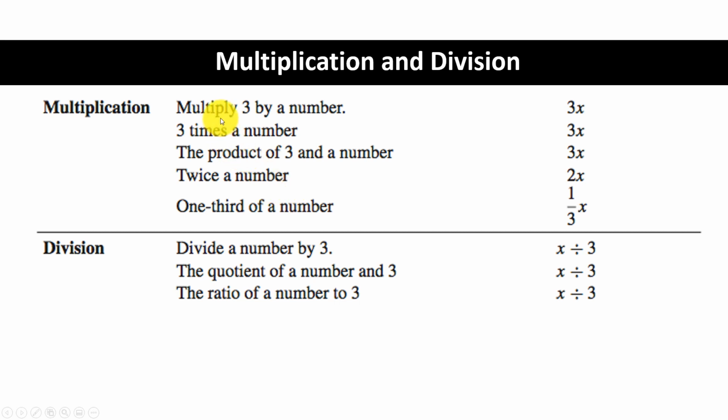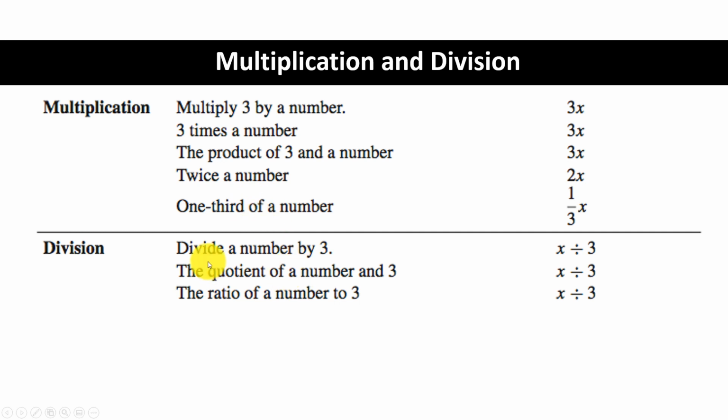Multiplication. Of course, if we see multiply, that means multiplication. Multiply 3 by a number, 3 times x or 3x. Product is a key word for multiplication. The product of 3 and a number is 3 times x. Twice a number means you multiply it by 2. Or double a number, you multiply it by 2. 1/3 of a number, well, you take 1/3 and you multiply it by x. So when you see the word of, it means you multiply.